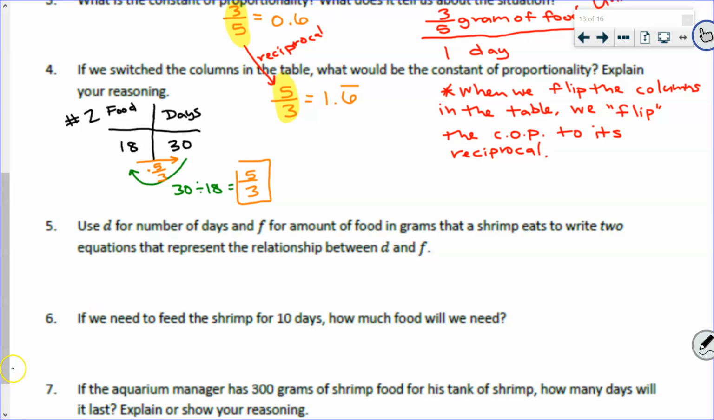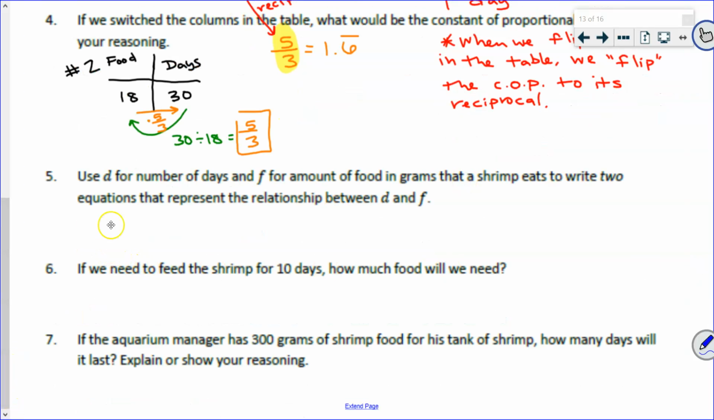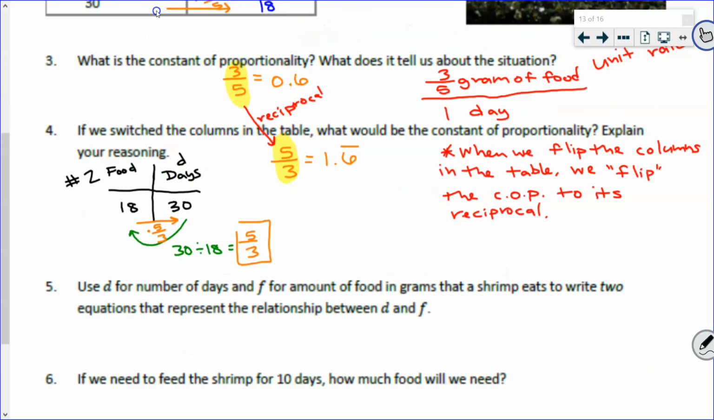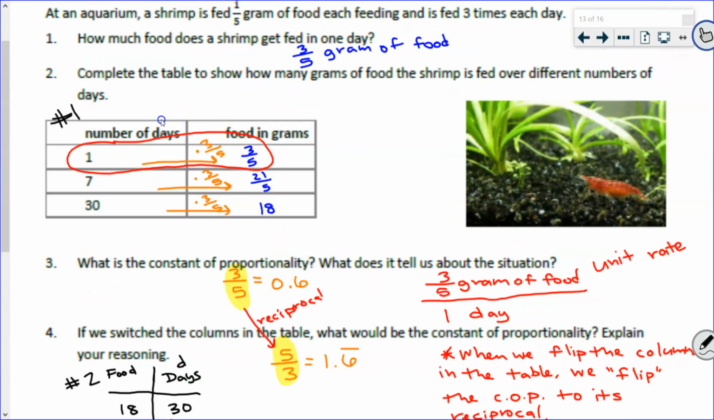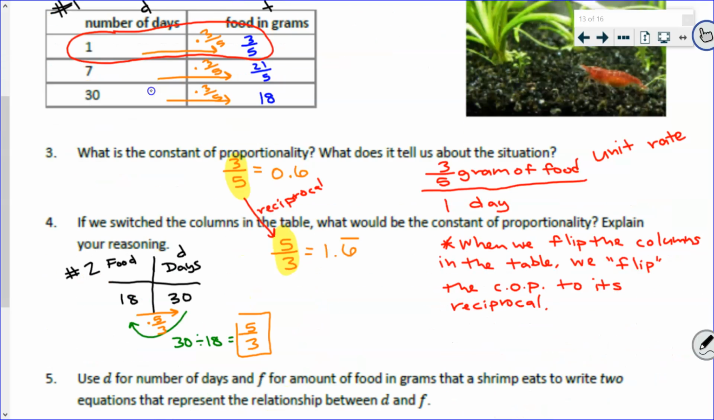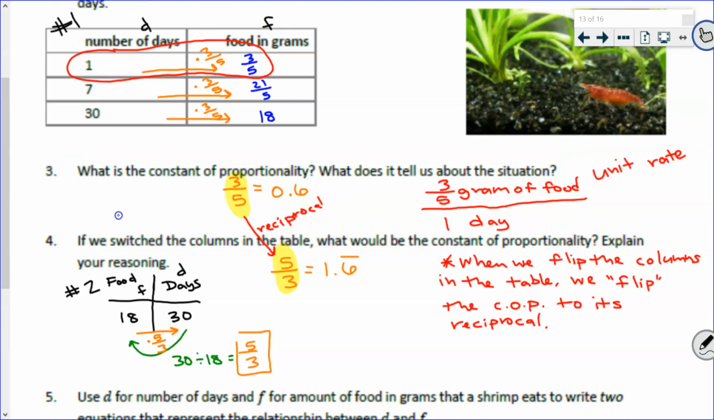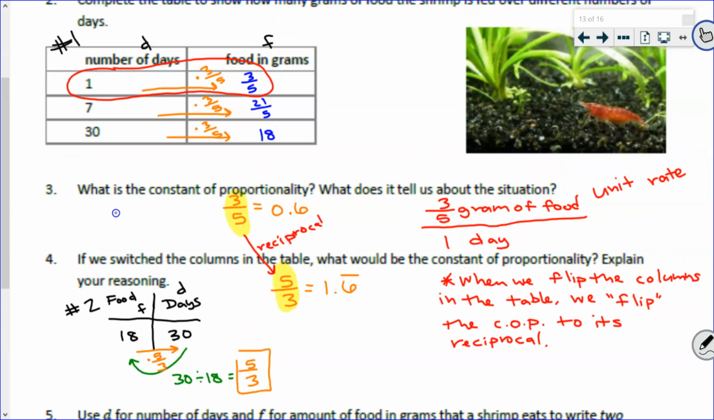Okay, it says to use D for the number of days. So that means as I'm looking at my tables, the days column gets the label of D. And it says to use F for food, so that means the food column gets the label F. And for our first equation, who's brave enough to tell me what they wrote down so we can check it? Good, not enough hands, but I at least am happy with this amount. Let's start with Jackson.